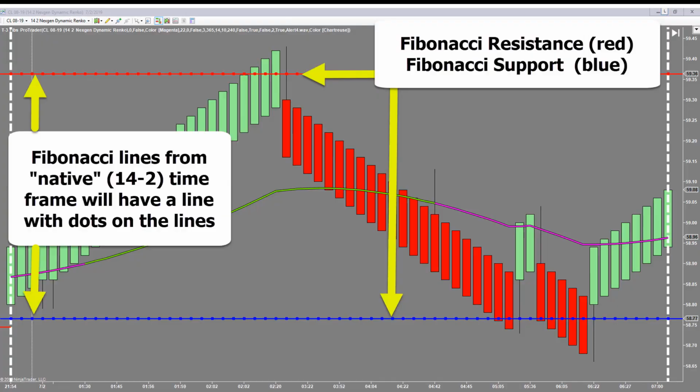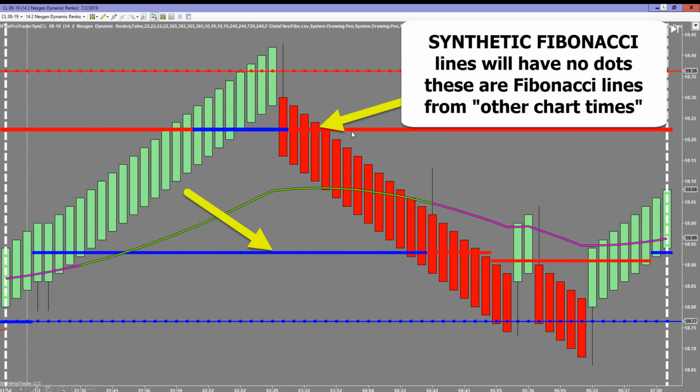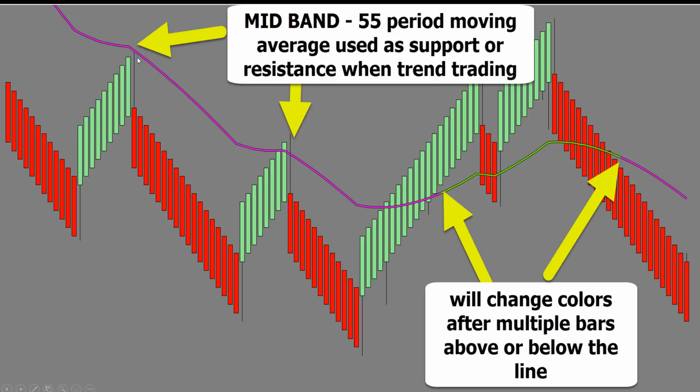So again, let's do a visual version of this first. Fibonacci's resistance will be a red line. And if it's from the time frame chart that's showing, it'll have dots in it. We call this a native time frame Fibonacci support or resistance. And again, support's blue, resistance is red. And the reason we use the word native is because we also will plot Fibonacci support and resistance from another chart, meaning a higher time frame or a different time frame than the one that's shown. And you'll see the difference between the two. One of them is smooth and one of them will have dots in it. That's the only difference.